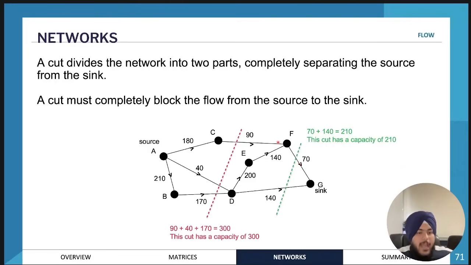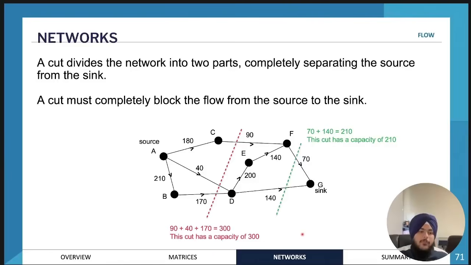So for example, if we draw this cut over here, what you will need to do is calculate the capacity of each cut. The way that you calculate the capacity of each cut is you add up the capacities of each of the pipes that are going from source to sink. So you will add the capacity of this line, then the capacity of this line, all the lines that it passes through, and then you will add the capacity of this edge. After you add the capacity, it's 300.